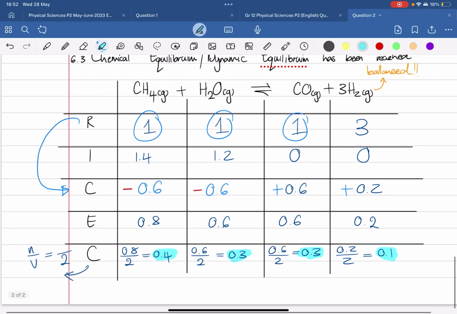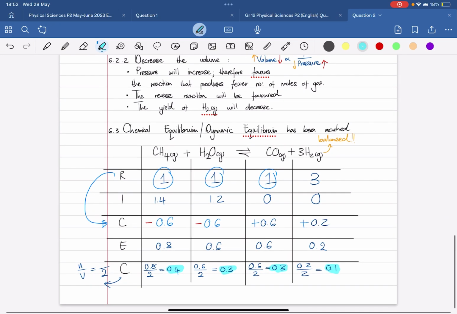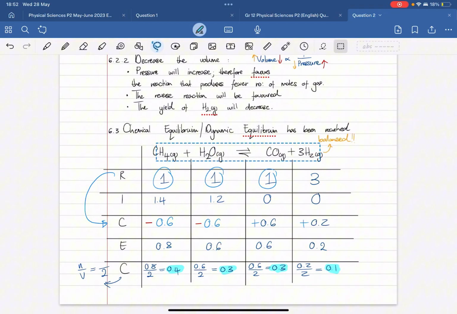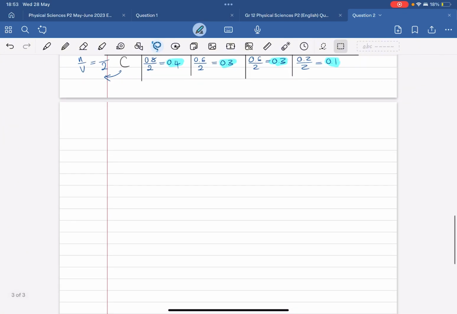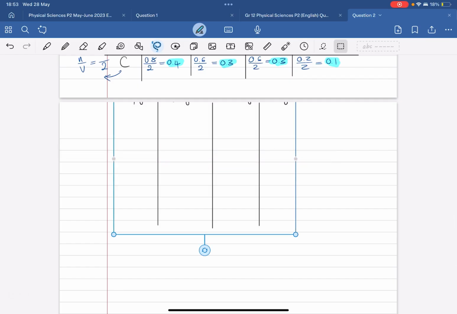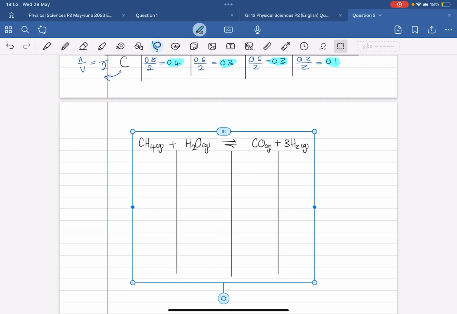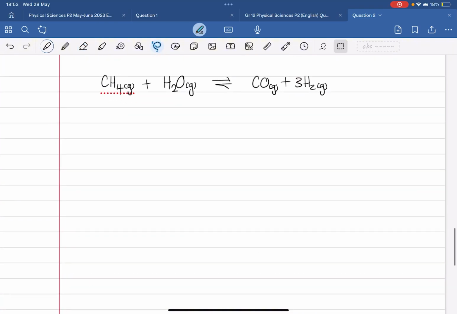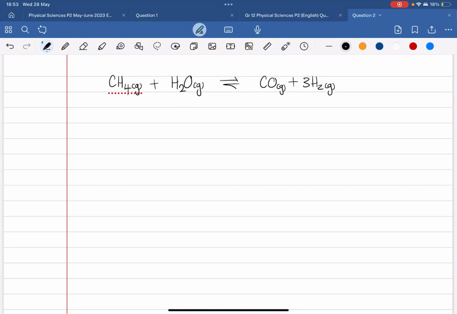Now that I have my concentrations, I can now set up my Kc equation. So let's just copy our equation here and paste it here. So we can continue, just remove these columns. And now we can set up our Kc expression.